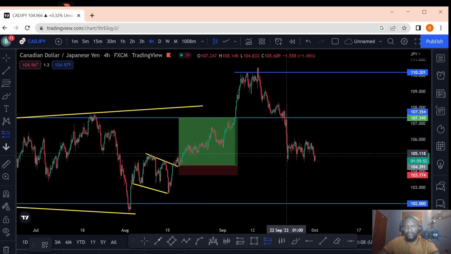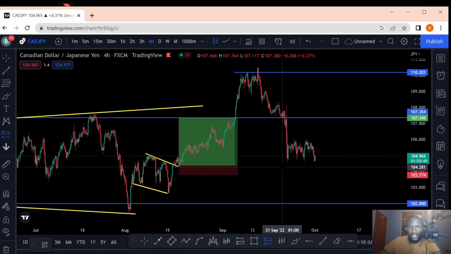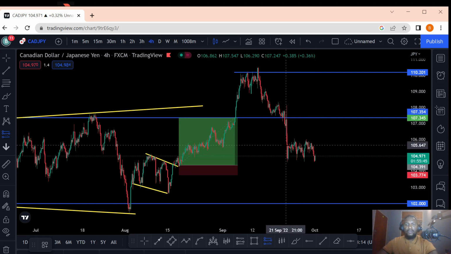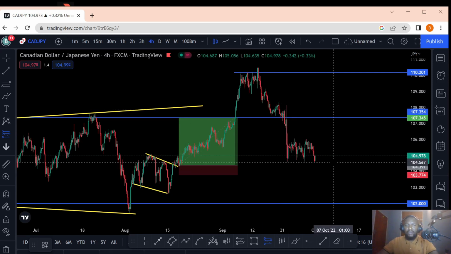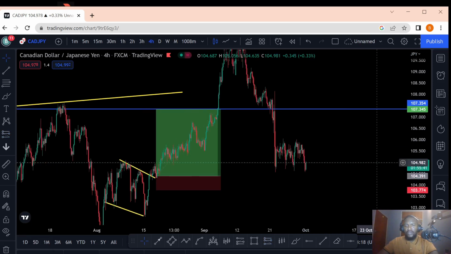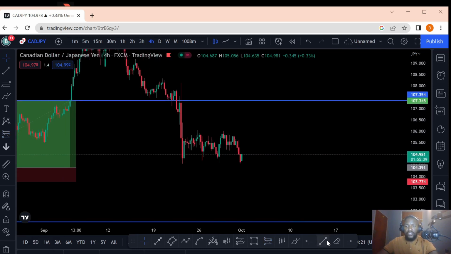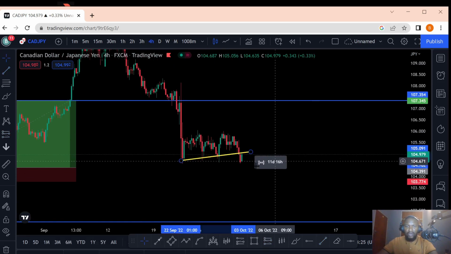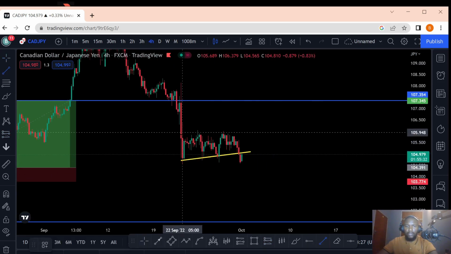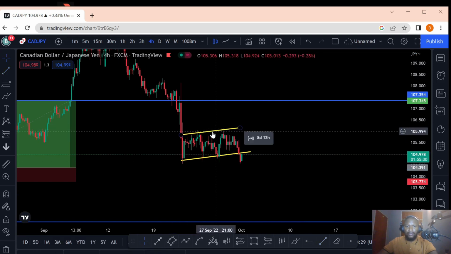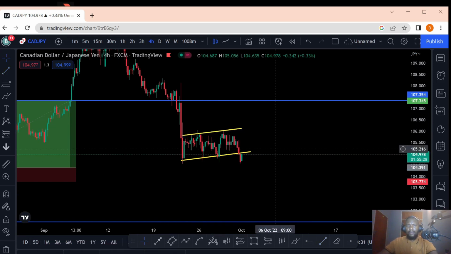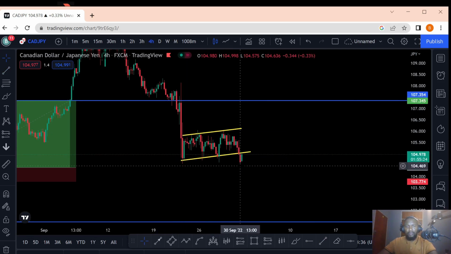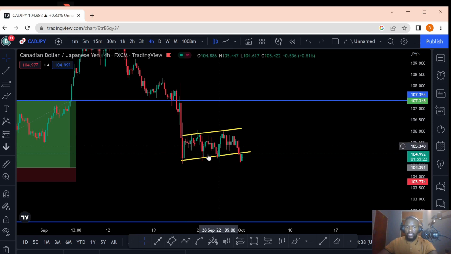Impulse move from the upside to the downside, and the first correction right here is one of the highest time frame structures when you look into it. Because right now, if you check carefully, what do we have? We have a breakout of the overall impulse correction, right? We have an impulse correction and a breakout of the overall impulse correction.